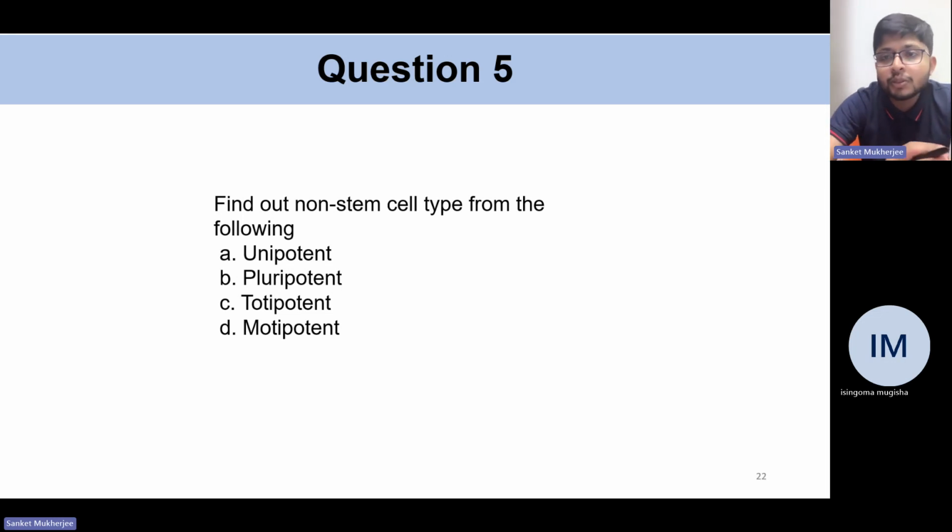So there is no such thing as a non-stem multipotent cell. In fact, stem cells could be unipotent, which means they can only differentiate into one kind of lineage. They could be pluripotent, that is, they could form all the three germ layers, they just cannot form the placenta, and a totipotent stem cell can also form a placenta along with the three germ layers. So let's talk about it.